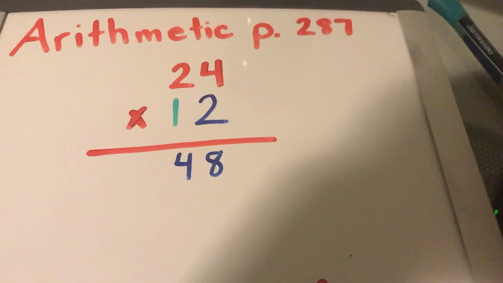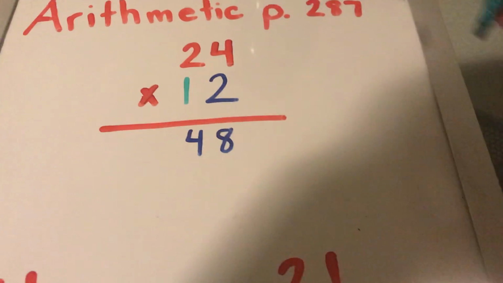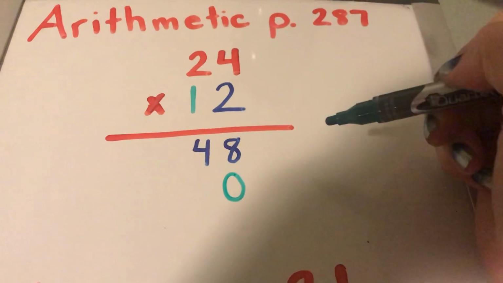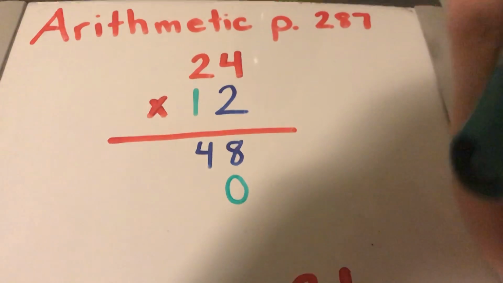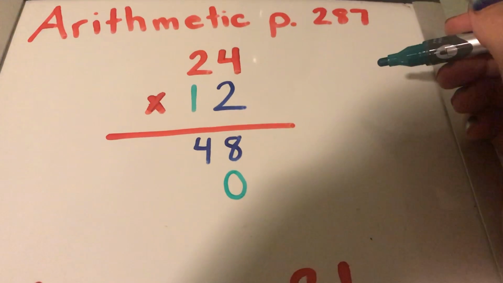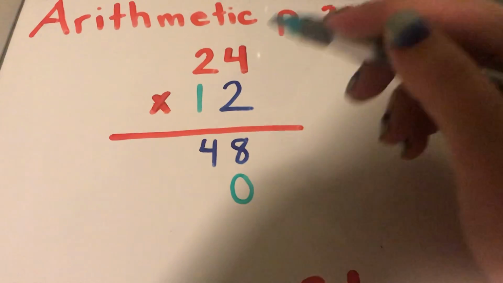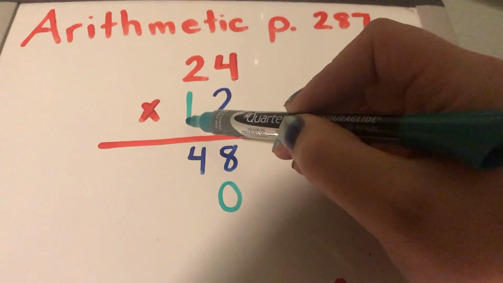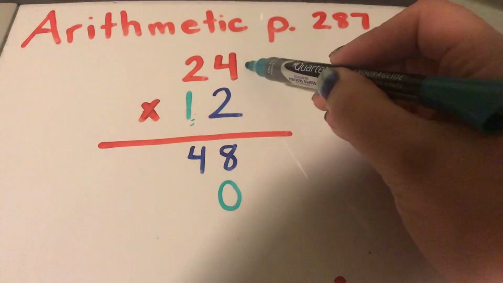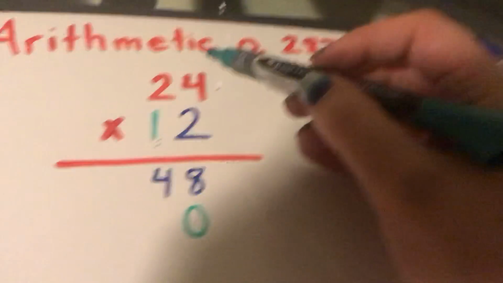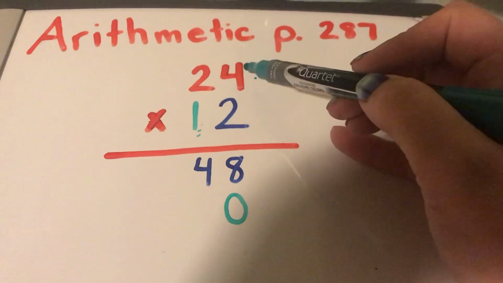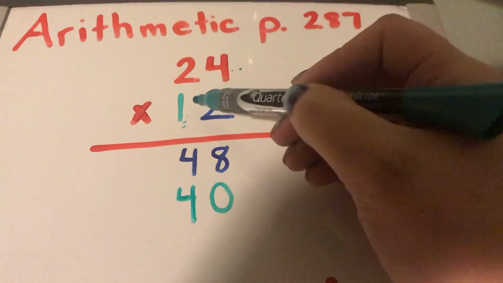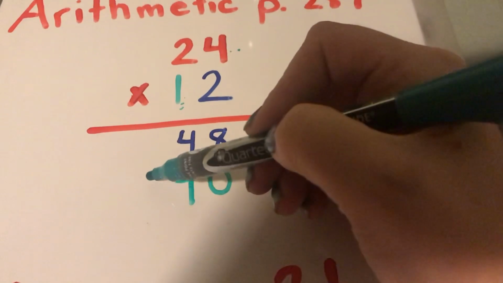Okay, so here's your answer. The first thing that you're going to do is put a 0 in the ones place. You're going to do this every single time. The next thing that you're going to do is multiply your number that's in the tens spot by the 4, just like you did your other side. So we have 1 times 4 is 4. Then we have 1 times 2 is 2.